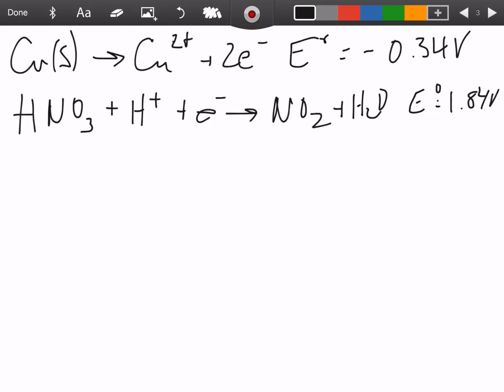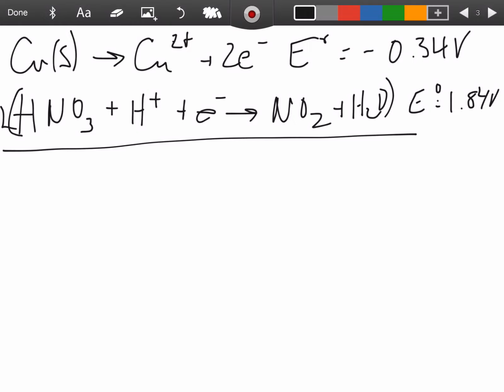All right, so I'm going to tie these two reactions together, but what you should recognize first and foremost is that I have different numbers of electrons. 2 electrons in the products, 1 electron in the reactants, and so I'm going to have to multiply this nitric acid equation by 2 in order to get this to work out.